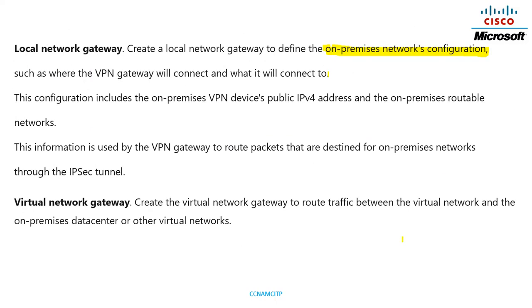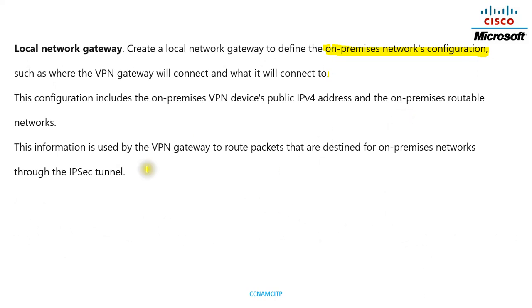Apart from this, this configuration includes the on-premises VPN device's IP version 4 address, or device public IP address, and the on-premises routable networks. This information is used by the VPN gateway to route packets that are destined for on-premises networks through the IPsec tunnel. So it will create one tunnel for this packet transmission.